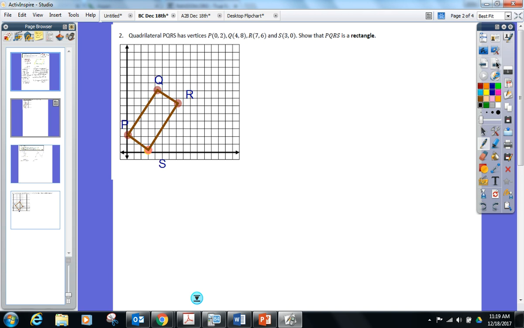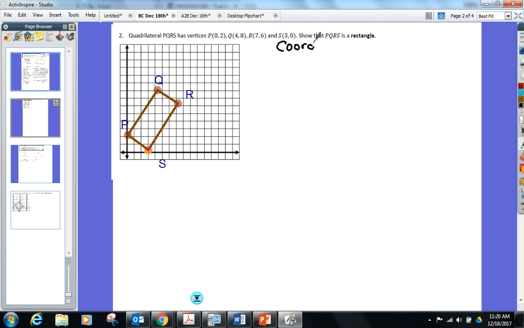Okay. Anytime we are asked to prove a figure on a graph, we refer to this as a coordinate proof, because it's on the coordinate plane. We will not set up statements and reasons here, but we are going to be organized. You're still going to label your steps, it just won't be in two columns.